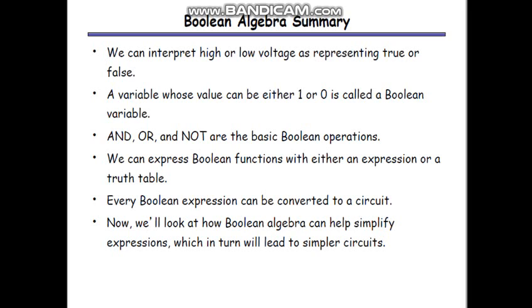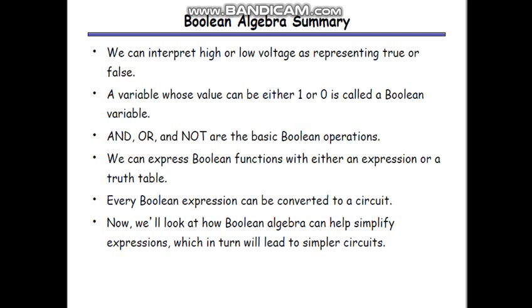If we go into detail on Boolean algebra, we can interpret high or low voltage as representing true or false. In Boolean algebra there are only two values, because these topics, Boolean algebra, K-map, and switching functions, deal with digital systems. Digital means there are only two states, either 0 or 1, that is true or false. So high or low is interpreted as true or false, or 0 or 1. A variable whose value can be either 1 or 0 is called a Boolean variable.